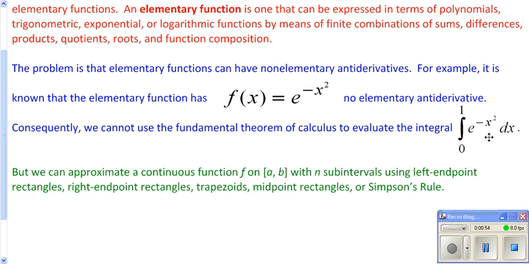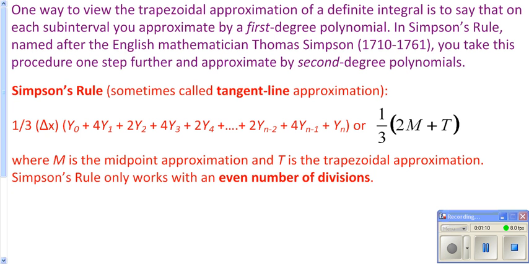Well, if you can't integrate it, there's no symbolic way to do it to get an exact answer. But what you could do then is to estimate it using the left endpoint, right endpoints, trapezoids, midpoint rectangles, or what's referred to as Simpson's rule, which we'll be talking about shortly.